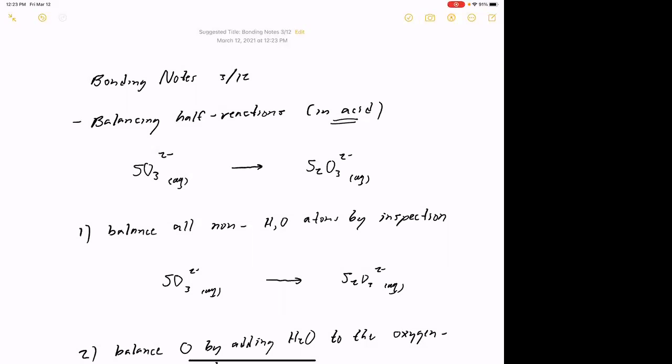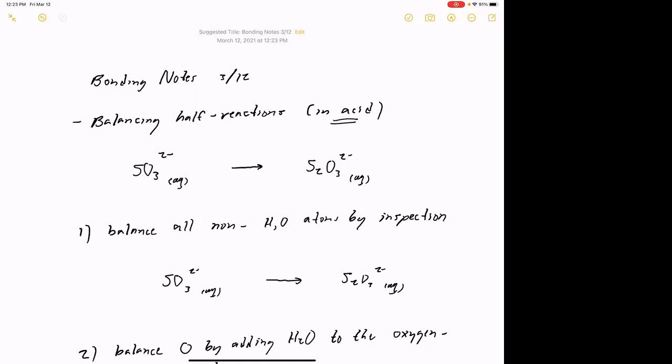Step number one is to balance all non-hydrogen, non-oxygen atoms by inspection. That means do it the normal way. I've got oxygens in there, and I'm going to leave those alone for now. But I have sulfurs. Sulfurs are non-hydrogen, non-oxygen atoms, and I'm going to balance those the regular way. You'll see that you have one sulfur on the left and two sulfurs on the right.